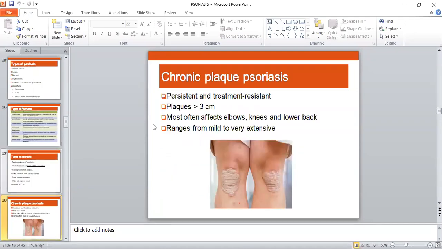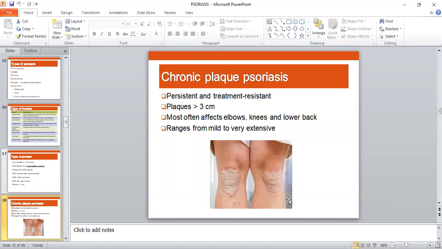This is chronic plaque psoriasis. Now we come to chronic plaque psoriasis. Persistent and treatment resistance is always there. Plaques are more than 3 centimeters. In guttate psoriasis, there will be circular plaques, less than 3 centimeters, or even 1 centimeter, with many circular plaques all over the body. Or this will be chronic plaque psoriasis, maybe persistent and treatment resistant.